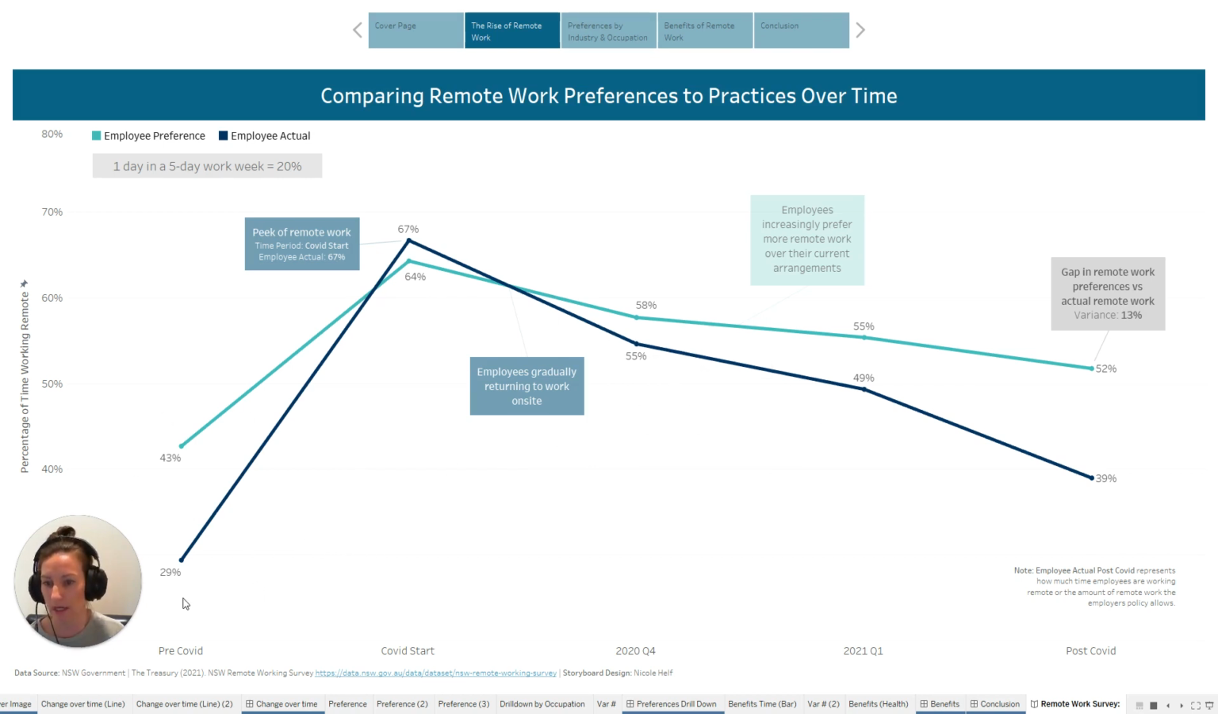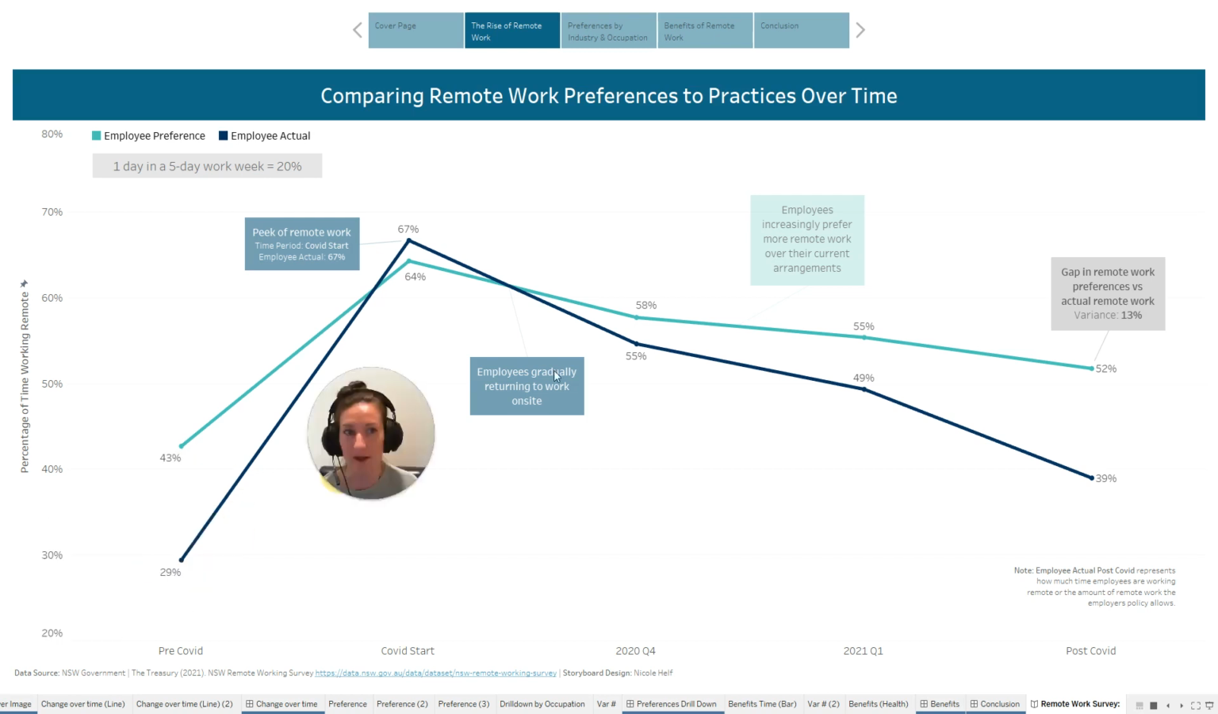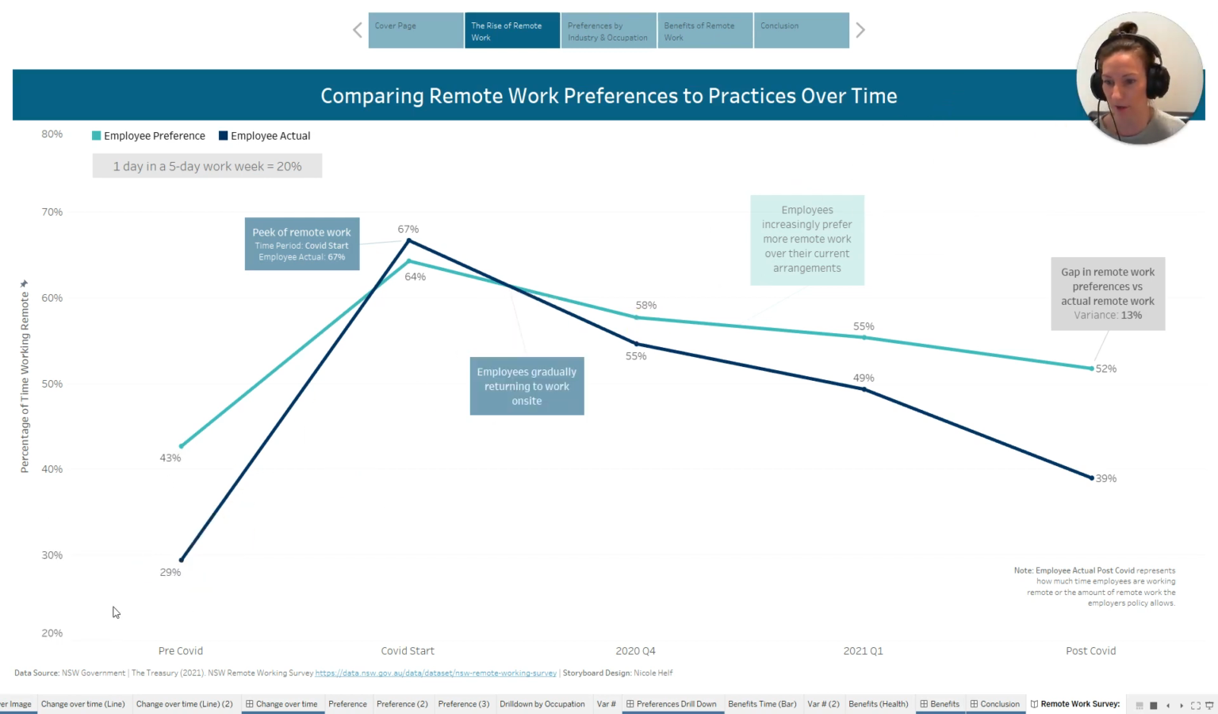If we start at the beginning, pre-COVID timing, there were people on average working some time remote. However, people did want to work a little bit more, about 2 days on average per week. And then of course the pandemic started, and that really surged remote work. This was about the peak that people were spending remote, about 67%. And the actual time spent working remote slightly surpassed employees' preferences.